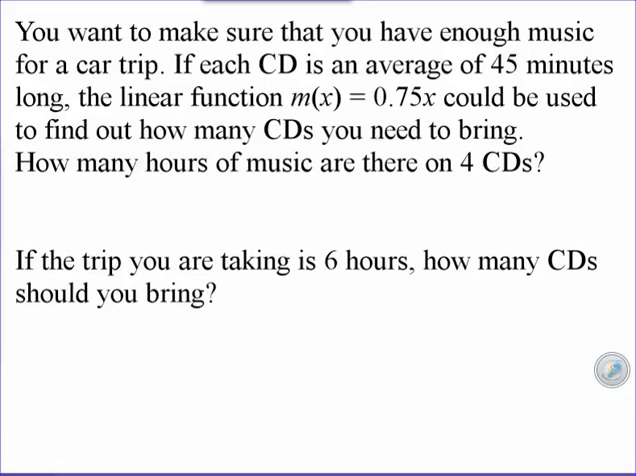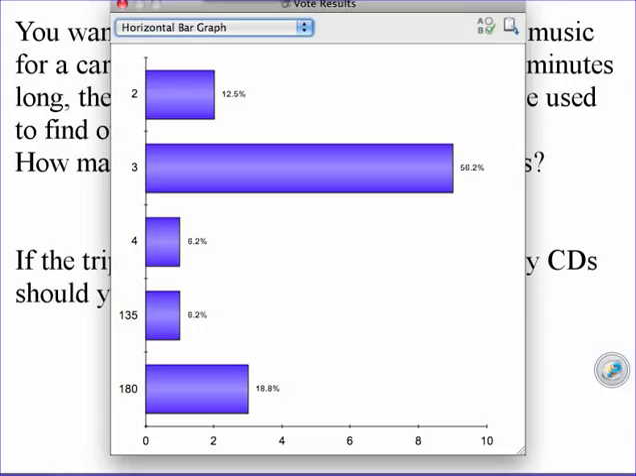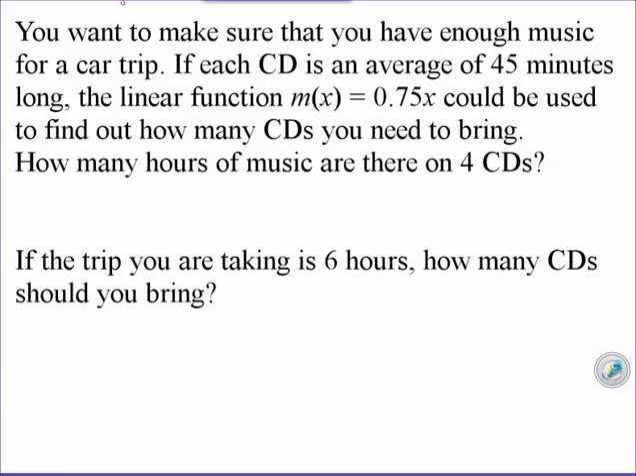Okay, so let's see how many hours of music. Now, since I just asked this question, it's not going to be on there. The correct answer is 3. So, for those of you that got 3, tell me how you got 3. 0.75 times 4. Right, 0.75 times 4. Because X here is the number of CDs.